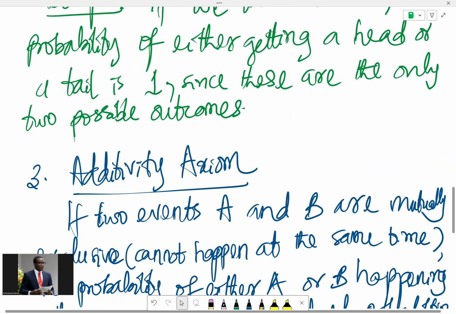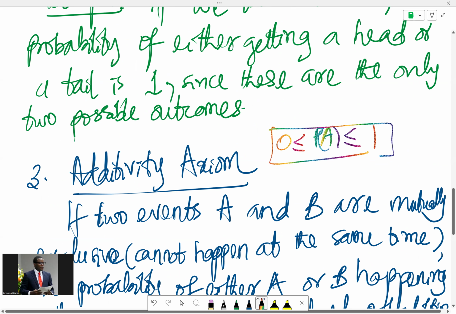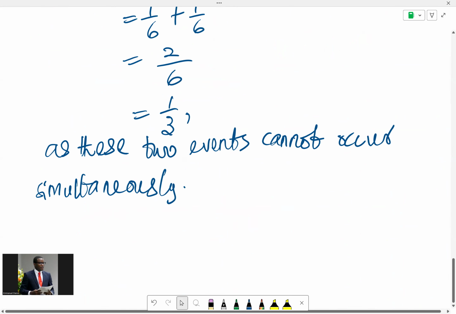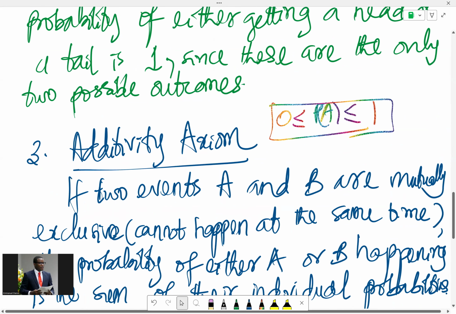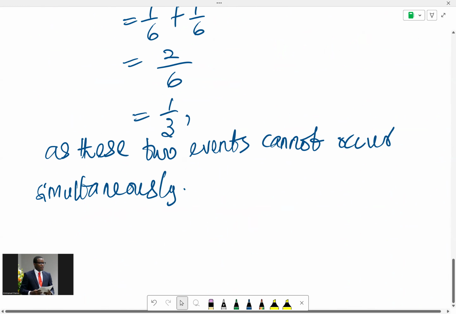Okay. So probability of A is always less than or equal to 1 and greater than or equal to 0. So the probability of an event happening actually lies between 0 and 1. That's what that simply tells us. Okay, and then we have the additivity axiom. So for mutually exclusive events, the probability of their sum is the sum of their individual probabilities.